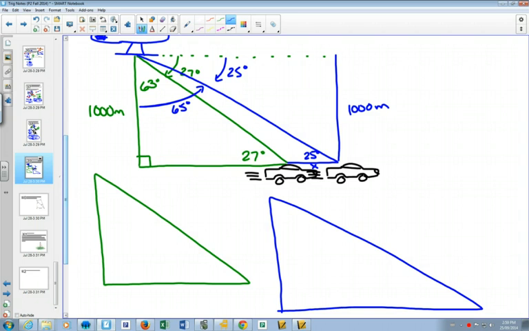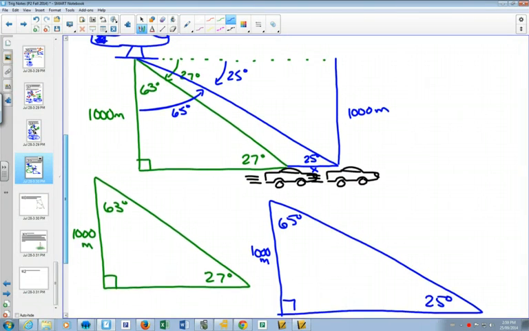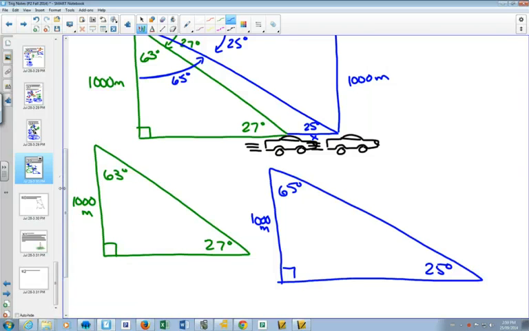I'm going to label everything I know on my triangles. On my green triangle, I know that this is 27 degrees, this is a 90 degrees, this is 63 degrees, and it was 1,000 meters above the ground. On my blue triangle, it was 1,000 meters above the ground. The angle of elevation is 25 degrees, and this angle up here is 65 degrees, and a 90 there. In order to find that little x, what's going to be helpful to find on my green triangle and my blue triangle? The base, the bottom.